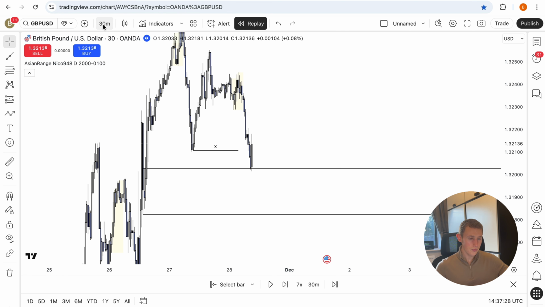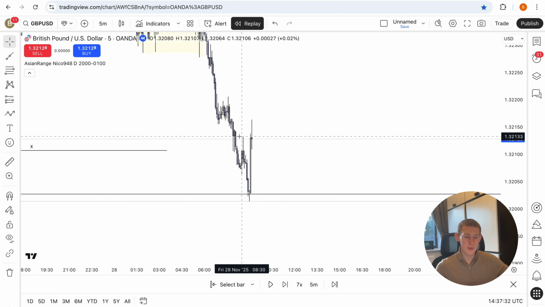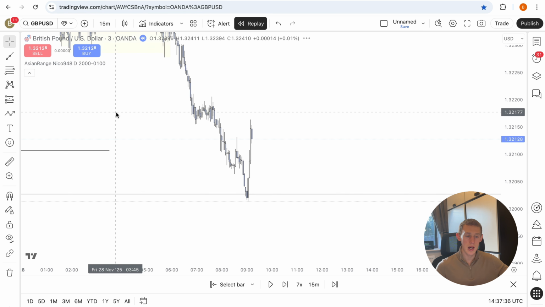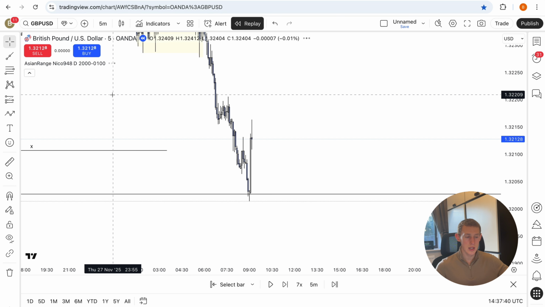Number 1, we jump over to the M5 chart. It's always the M5 chart. That's very important. I'm not using the 3 minute. I'm not using the 1 minute. I'm not going higher to the 15 minute. I am using the M5 on every single trade.